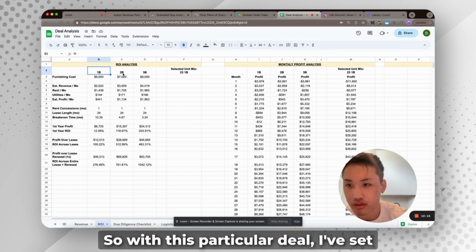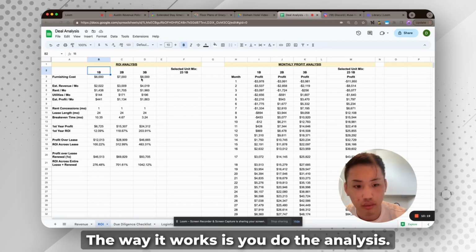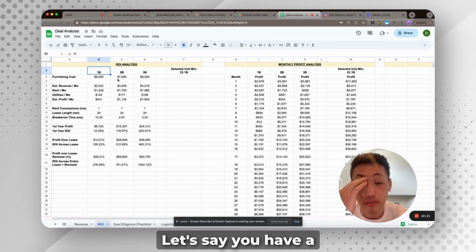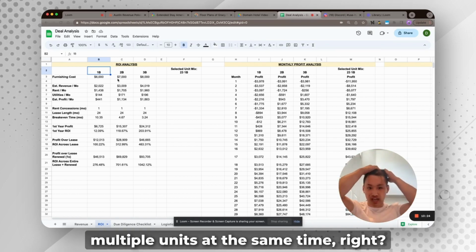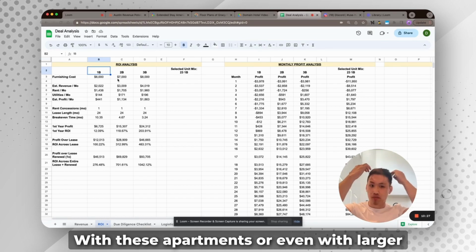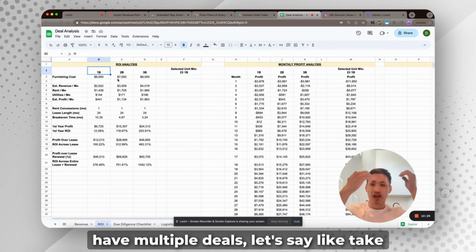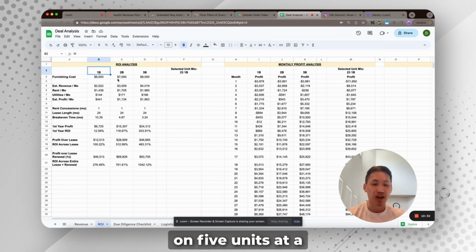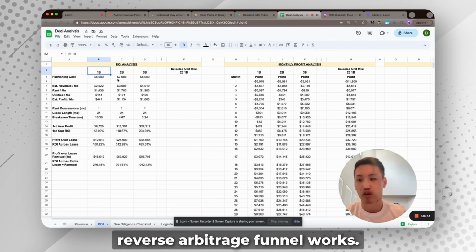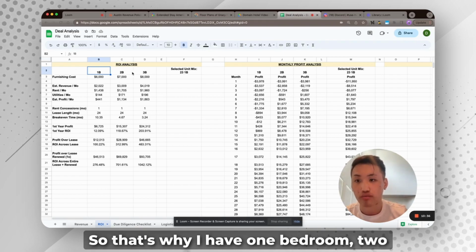So with this particular deal, I've set this up for you guys. The way it works is you do the analysis. Let's say you have a batch of units, because we teach you to land multiple units at the same time. With these apartments, or even with larger landlords with houses, you're going to have multiple deals, like taking on 5 units at a time, 10 units at a time. That's the way the reverse arbitrage funnel works. So that's why I have 1 bedroom, 2 bedroom, 3 bedroom.